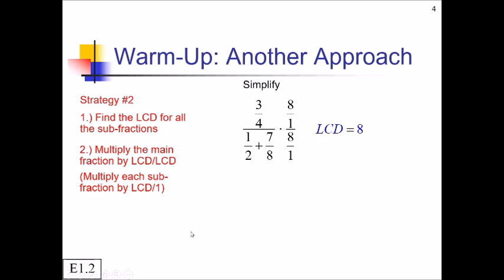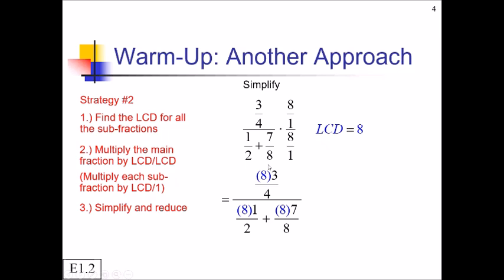So my next step is going to be to simplify all this and reduce it. Here's what that means. I'm going to have an 8 times 3 over 4 in the top of my main fraction. Down below, this is going to be an 8 times 1/2 and an 8 times 7 over 8. And this little 1 down here, we're just not going to worry about that because that gets multiplied away.